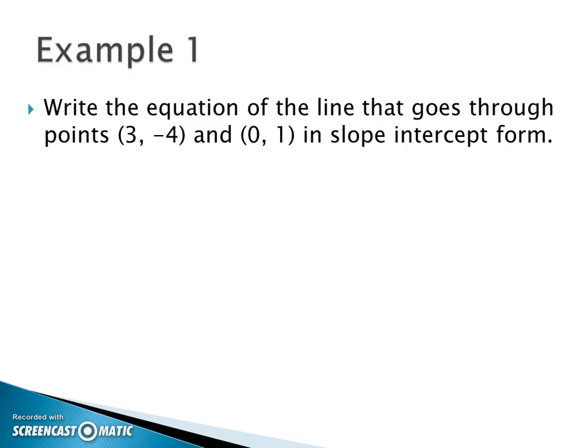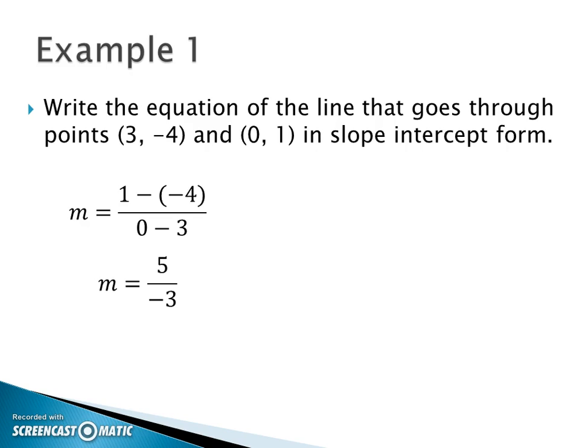Okay, so let's see these in action. The first example asks us to write the equation of the line that goes through two separate points, (3, -4) and (0, 1). So we have to find the slope. We do y2 minus y1 over x2 minus x1. That's 1 minus a negative 4 over 0 minus 3. Minus a negative becomes plus, so this becomes 1 plus 4, which is 5, over negative 3.